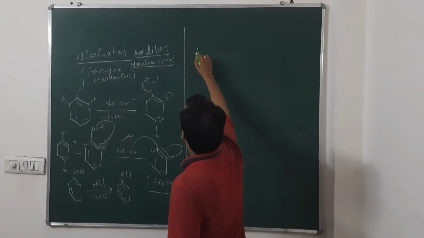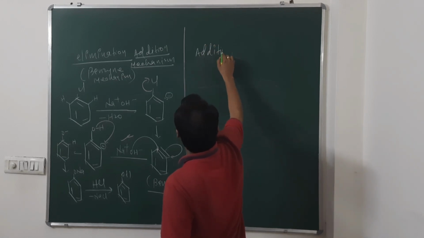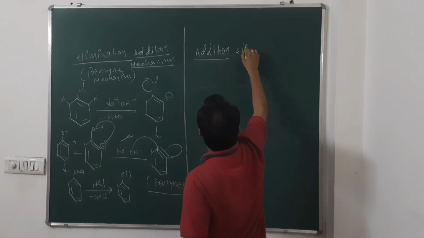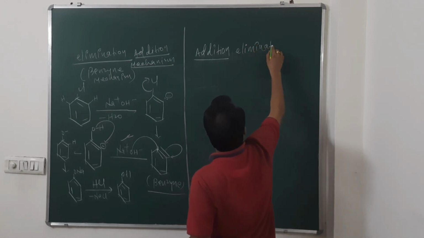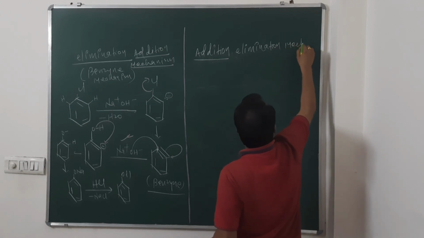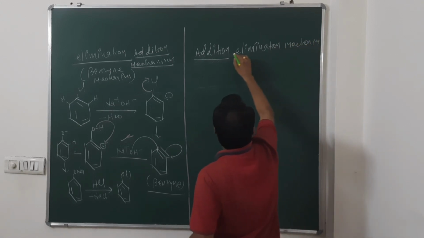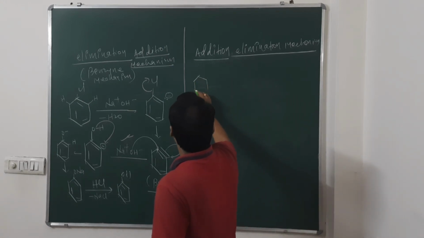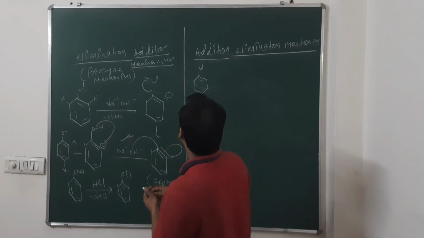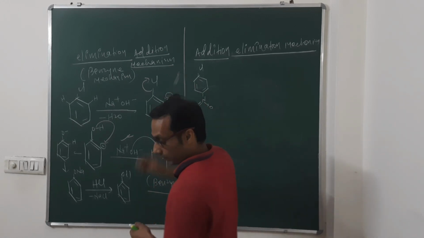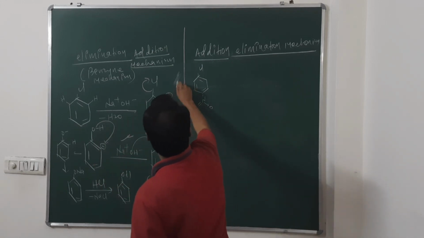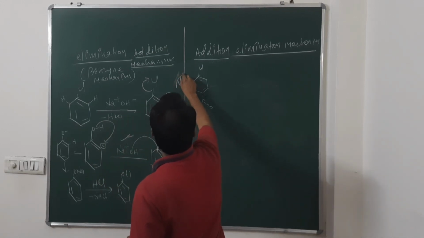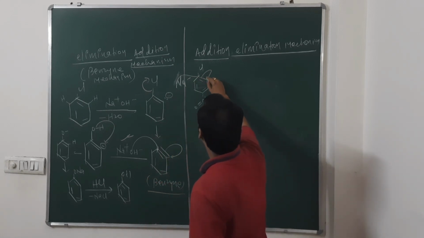Here is called addition-elimination mechanism. So what is the addition-elimination mechanism? Suppose you have taken chlorobenzene, okay, and this time, students, I have taken the NO2 group. So what happened? Any nucleophile you have taken, that nucleophile attacks on this position, hence the bond will turn like that.